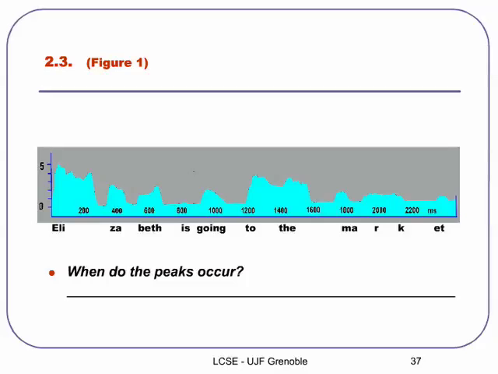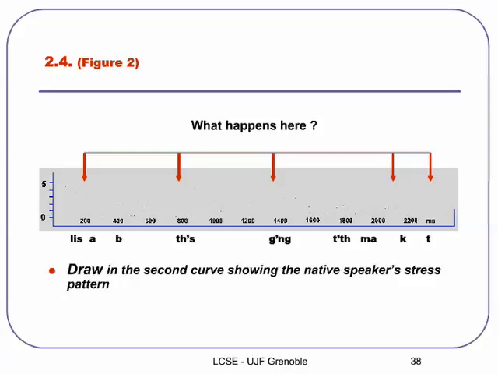Compare Elizabeth is going to the market. And Elizabeth's going to the market. Did you hear the difference? To help you see it more clearly, I would like you to plot the curve of the English stress pattern onto Figure 2. The shape of the curve is very different. It consists of two very heavy stresses, one on the first syllable of Elizabeth, and the second on the first syllable of going, with only minor fluctuations in between.